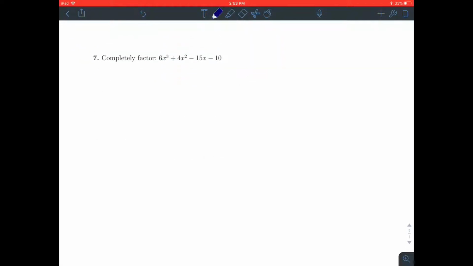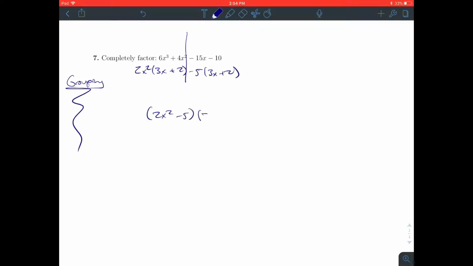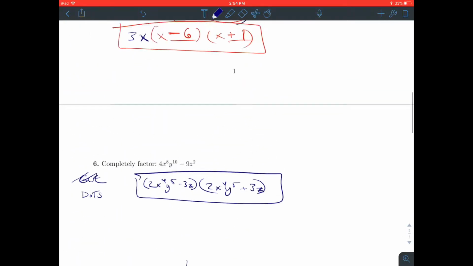For problem 7, completely factor this. Alright, because we have 4 terms, it's got to be grouping. We split it here. This is going to be 2x squared times 3x plus 2 minus 5 times 3x plus 2, 2x squared minus 5 times 3x plus 2. Final answer, put it in a box, and we're done.